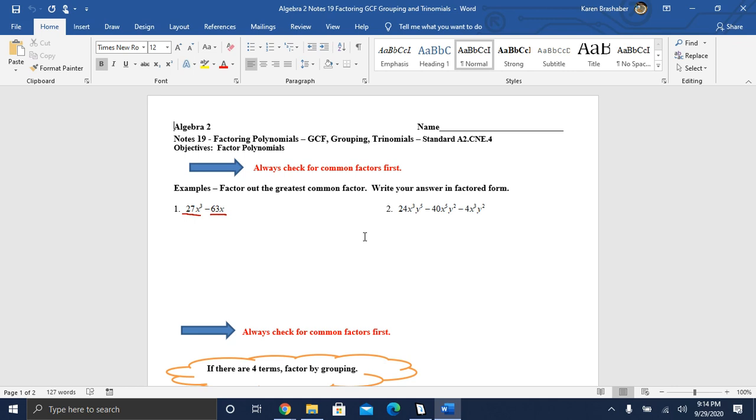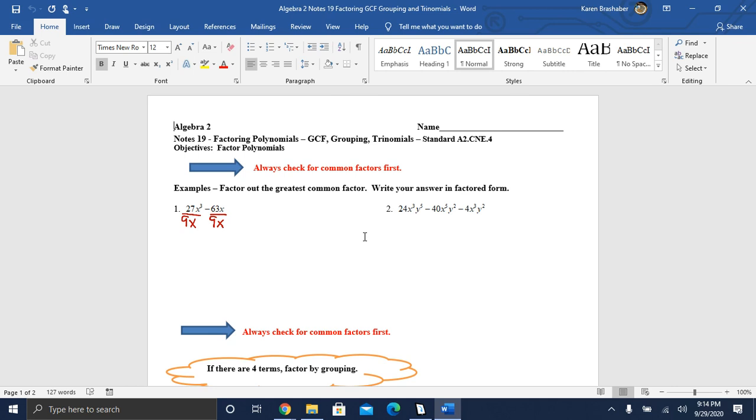I'm thinking to myself, what is a number that will divide into both 27 and 63? And I want to go with the largest number that would do that. And 9 will do that. So 9 is the largest number that will divide into both of those. You may need to get a calculator and keep checking things until you find something that works. You do need to get the largest amount. And then for the x, one of them just has an x to the first power. So that's going to be the largest variable power that would divide evenly into both.